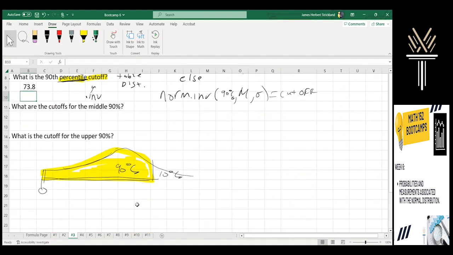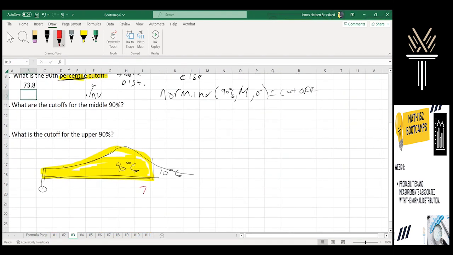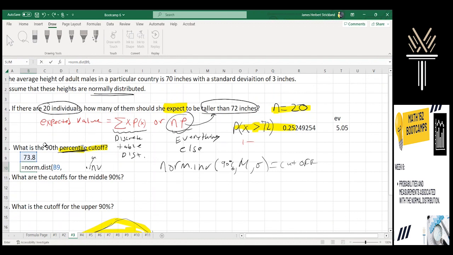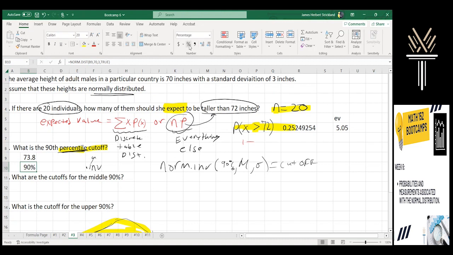So 73.8 is what separates the left side from the right side. And so if you wanted to check it out and make sure you did it right, you would do norm.dist of that measurement, given our facts above, 70 and 3, and true. And you'll find that that comes out to be 90%. So that does represent the lower and upper cutoff points. Anybody below that measurement is in the lower 90 percentile. Anybody above it is in the top 10 percentile.